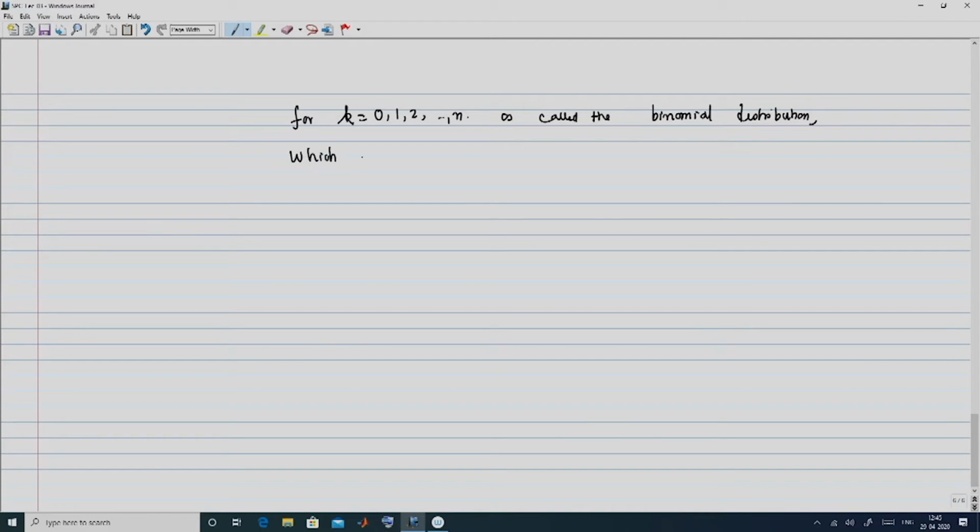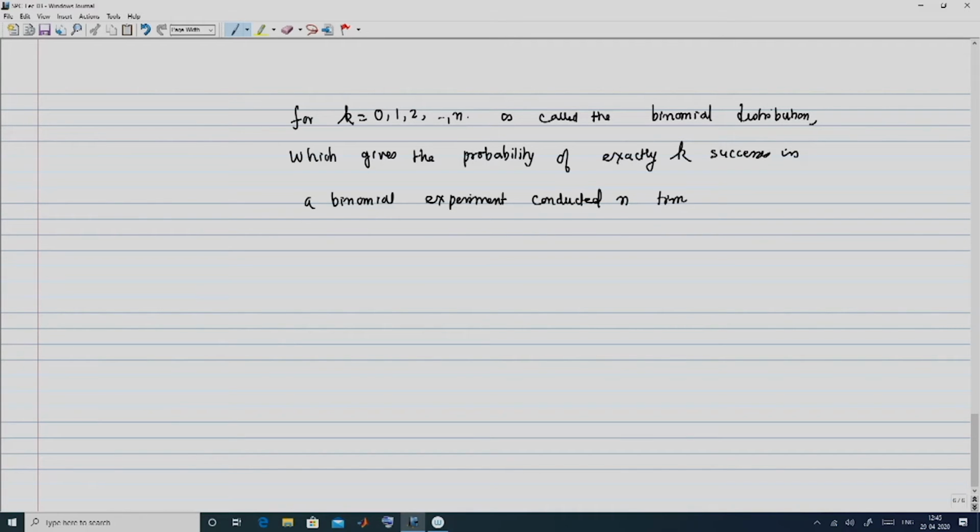The interpretation of this is that it gives the probability of exactly k successes in a binomial experiment conducted n times with the probability of success being p.